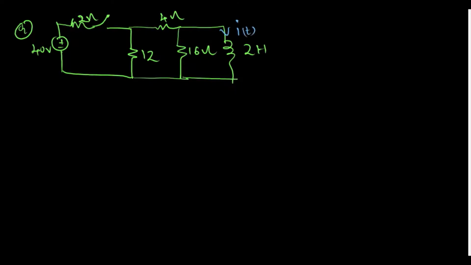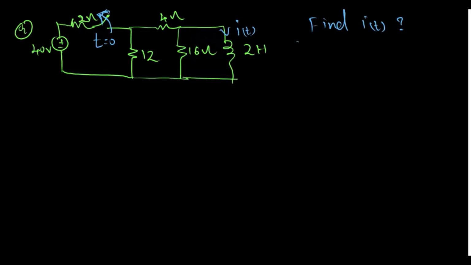At t is equal to 0, the switch has been opened. The question is to find i(t). So what is the current through this inductor according to the time?